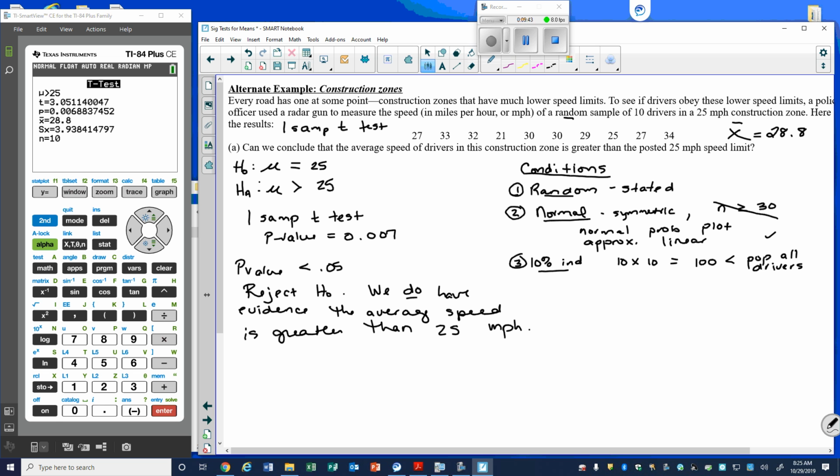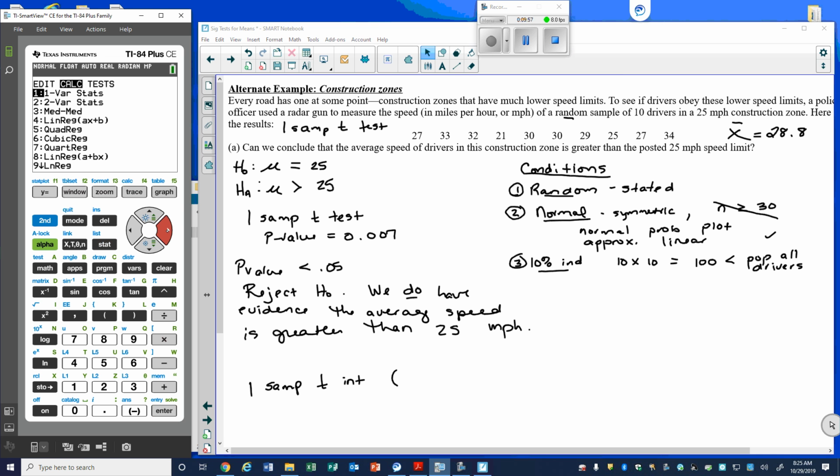Okay. Now we could even support that conclusion with a one sample t interval. It's the same type of run, but we're going to do an interval instead of a test. So if I go back to stat, and choose test, and then I have a one sample t interval, which is just going to be a t interval, number 8. And my information should already be in there. We had data, it was in L1. We're doing a 95% confidence level because I'm testing out an alpha level of 0.05. Together, they're 100%.